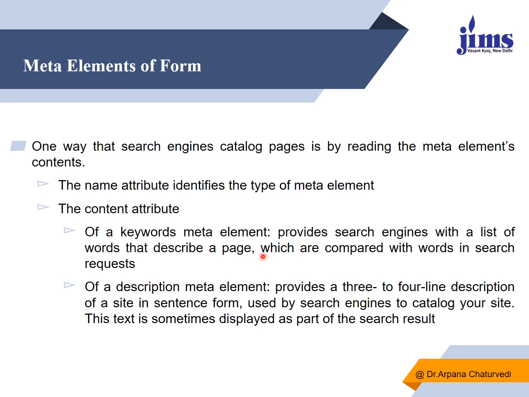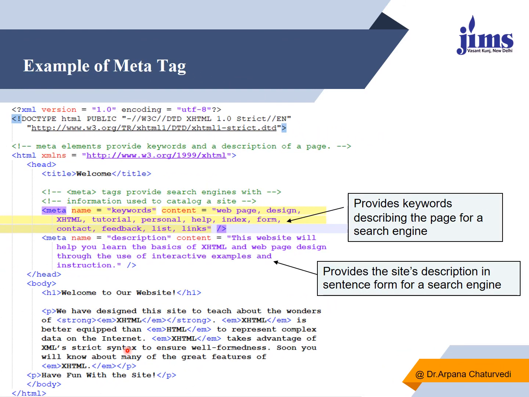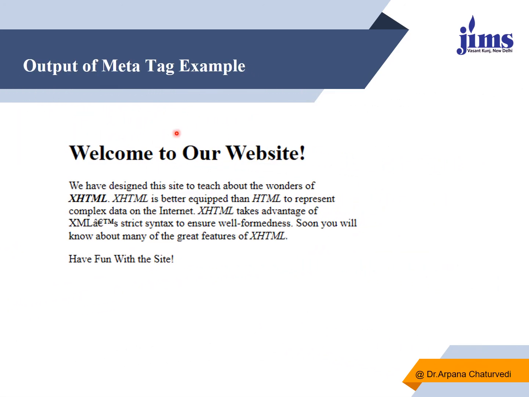It provides the search engine a list of words that describe a page, which are compared whenever the search takes place by any search engine. And the description element provides 3 to 4 lines of description in a sentence which are to be used by the search engine, which again the search engine takes care of to know whether the information the end user is looking for is lying in the particular page or not. If it lies, it will display that page in SERP, that is the search engine result section. This is for background purposes. So this is how it looks like.